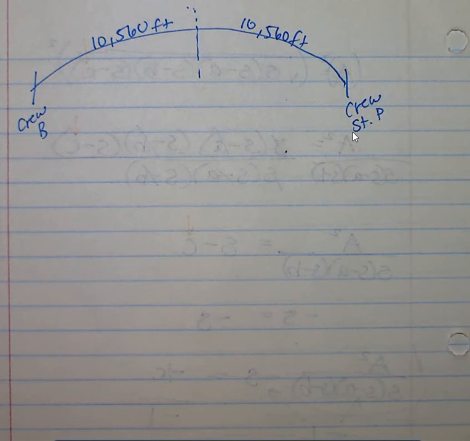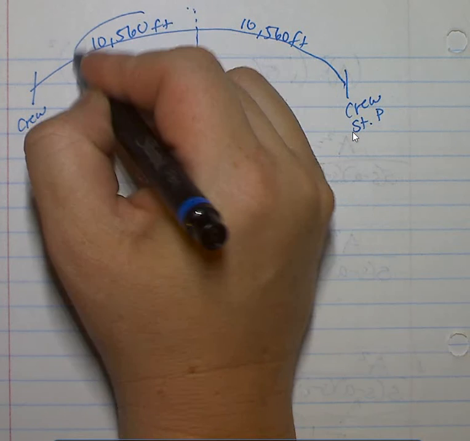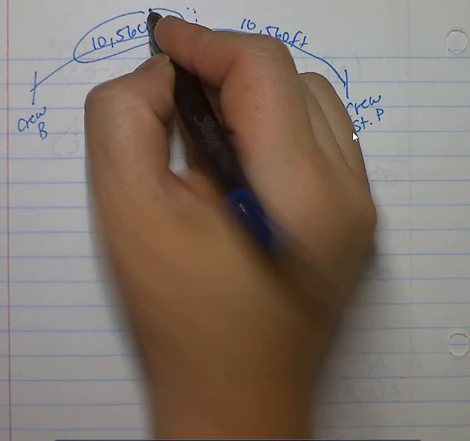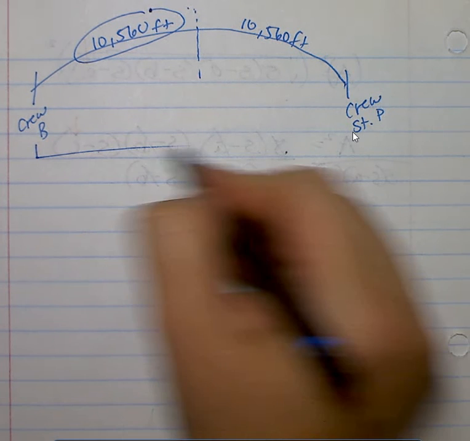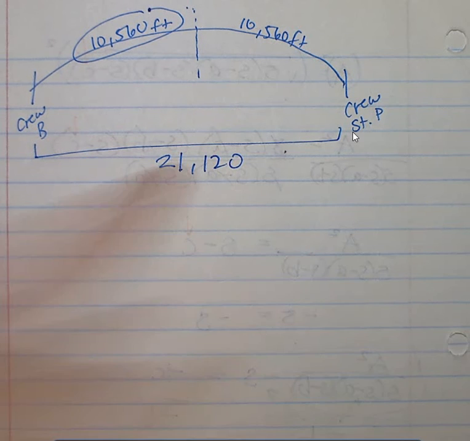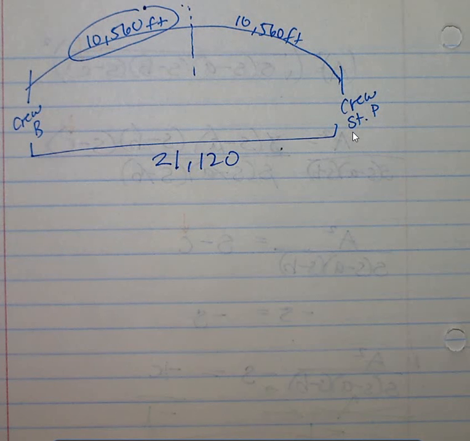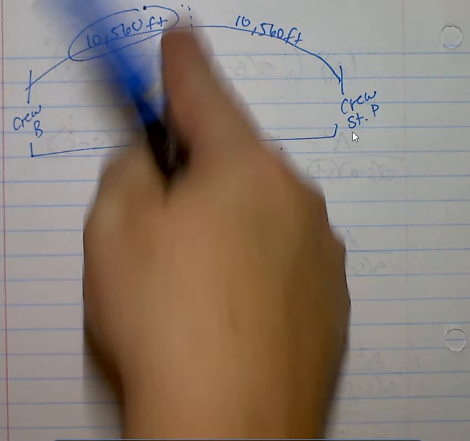Together, the two crews built 21,120 feet of the bridge. Determine the average number of feet built per month. Okay, so if they both split this, we're going to take this portion right here, and this portion, because I know the entire thing is 21,120. Can you add up these two numbers and see if you get the exact number? Can anybody confirm that? Yes or no? Okay, that means they did meet directly in the middle.